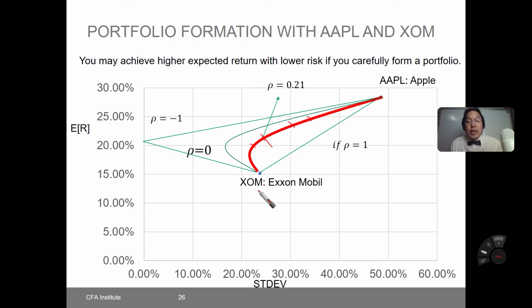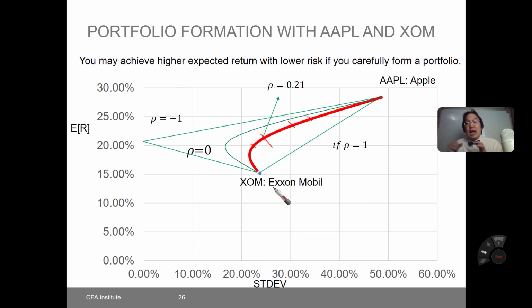Then the red lines and the green lines, what are the differences here? Well, the red line is based on reality, or the historical data. The correlation of returns of Apple stock and ExxonMobil stock turned out to be 21%, or 0.21 positive. So it's positively correlated.